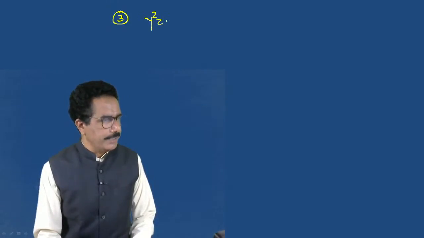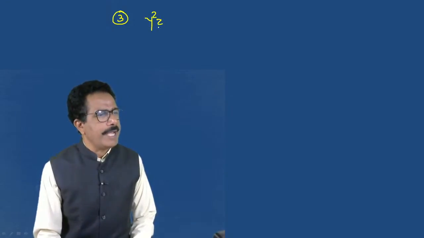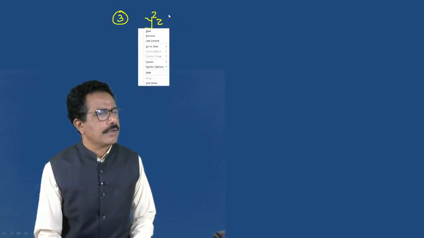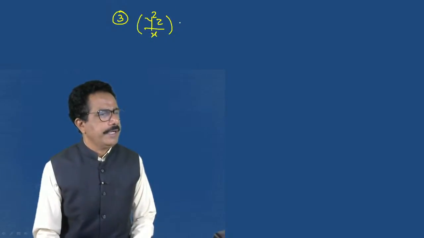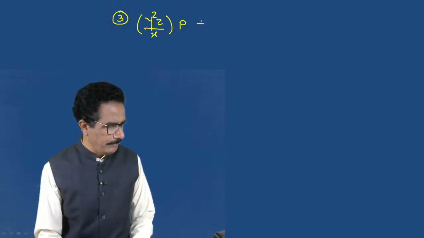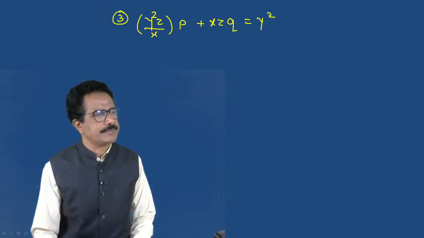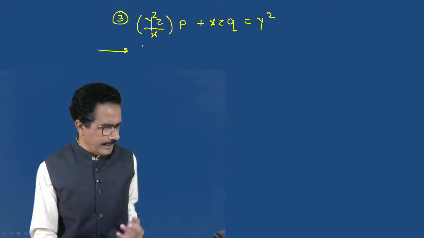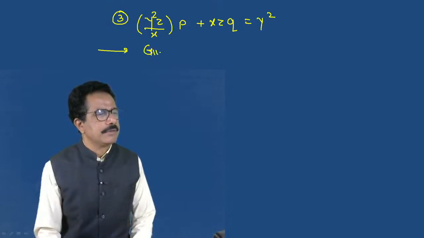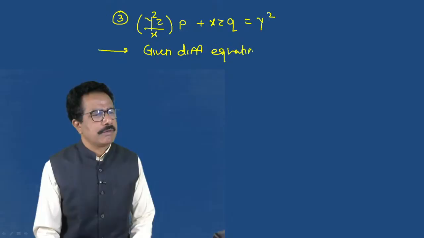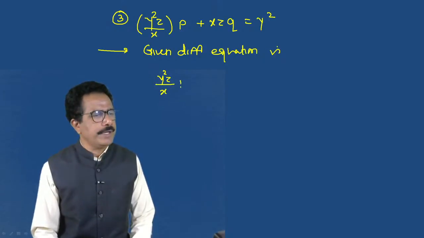y square z divided by x into p, small p, plus xz into q, which is equal to y square. So we can write the given differential equation as y square z divided by x into p plus xz into q, which is equal to y square.